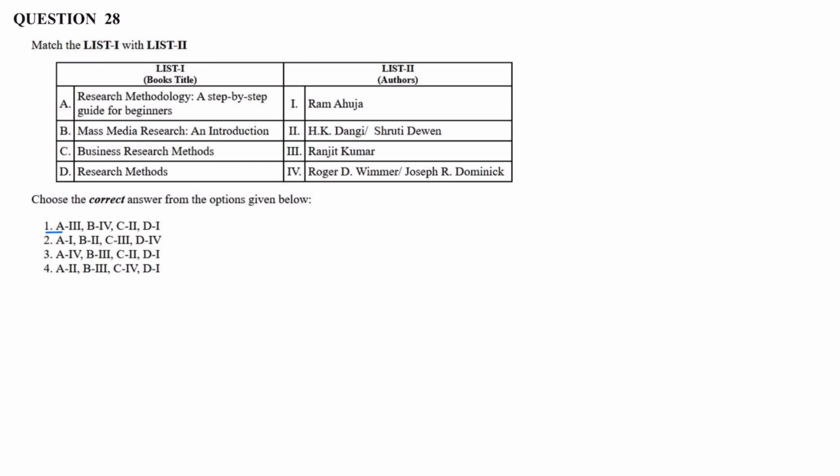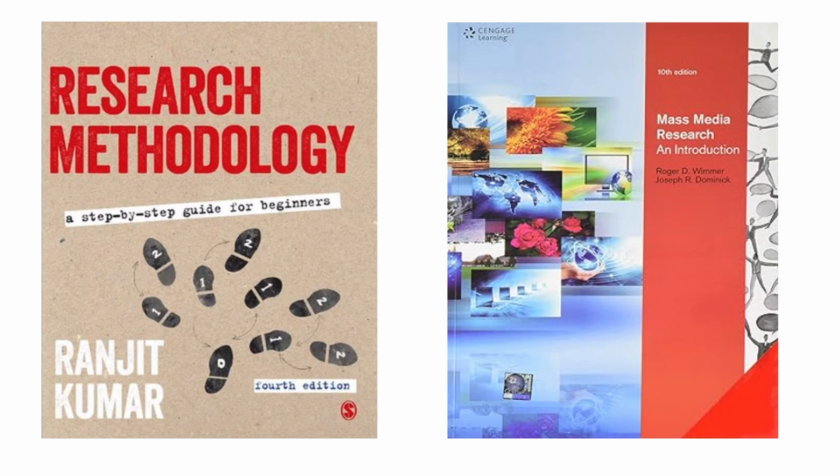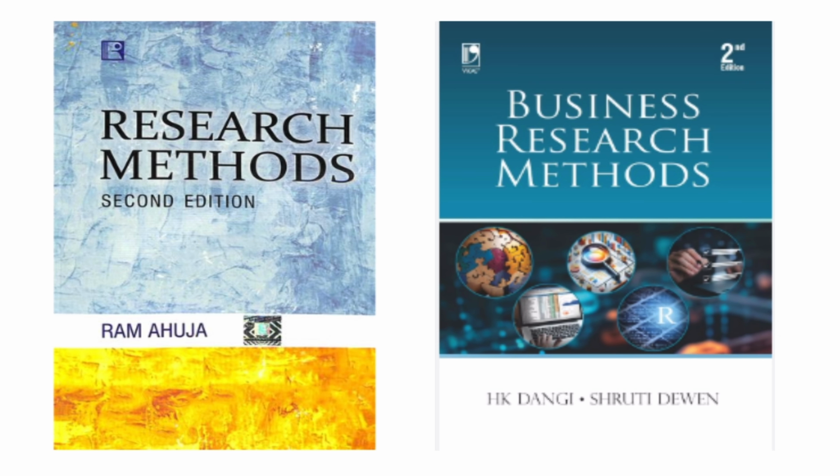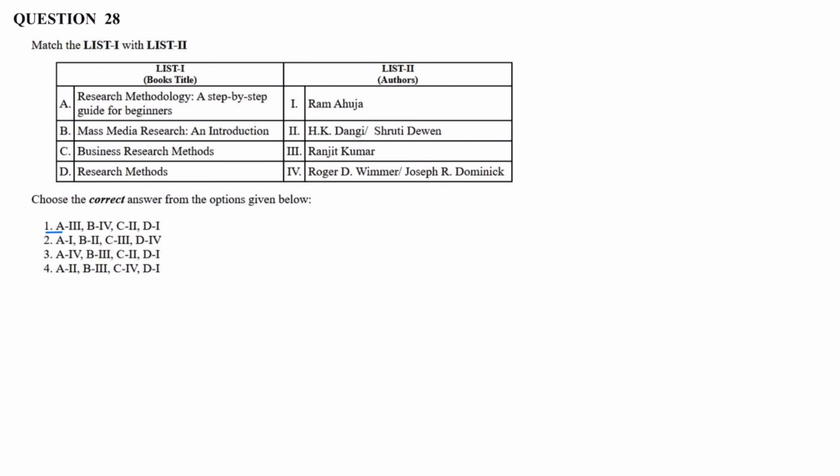Question number 28. Here in list 1, book titles are given. In list 2, authors are given. Research Methodology, a Step-by-Step Guide for Beginners, by Ranjit Kumar. And the author for Mass Media Research: An Introduction is Roger D. Wimmer and Joseph R. Dominick. Similarly, for Research Methods, Ram Ahuja, and Business Research Methods, H.K. Dangi. Let us see the options here.